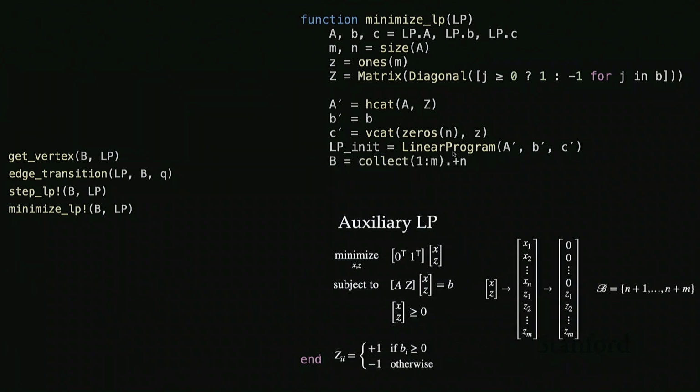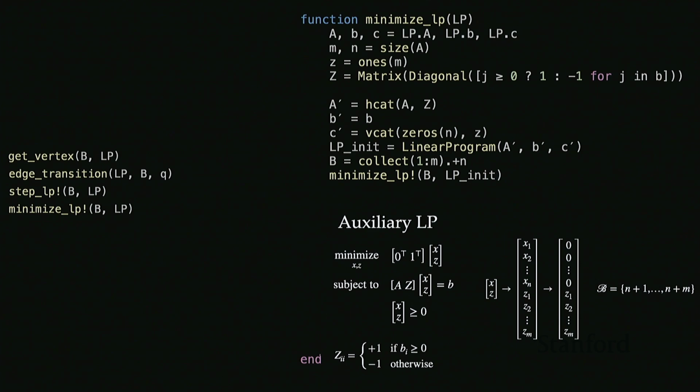We're going to set up our partition, which is what we saw. It's just n plus 1 to n plus m. This collect is collecting the range from 1 to m and then adding it on to n to get n plus 1 to n plus m. So that's our valid partition. We know that will always be a valid partition. And then we're going to call minimize LP on that. That will modify our basis, and the basis that will be returned will be an initial basis for the original problem.